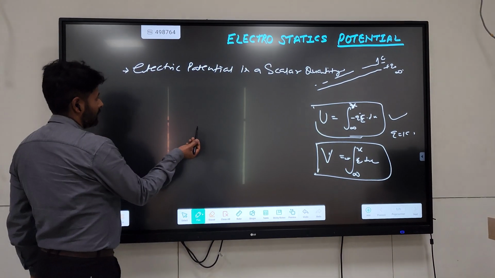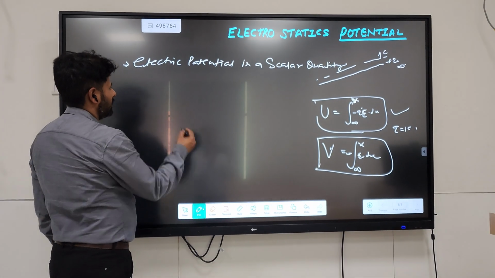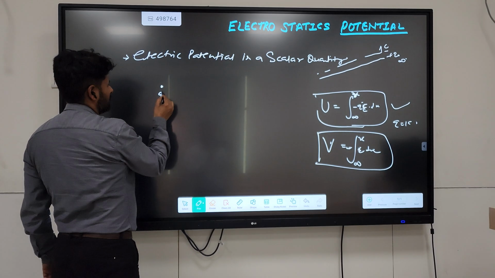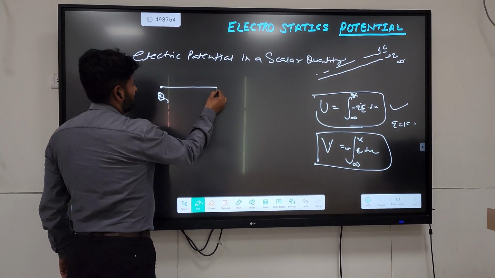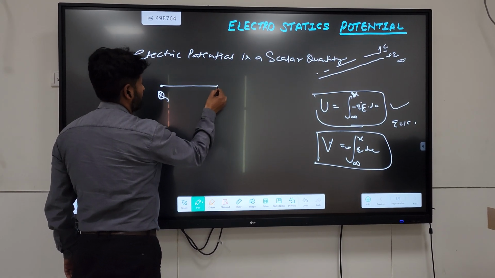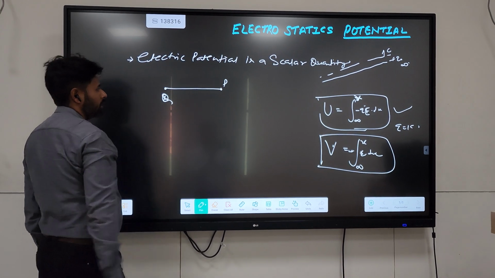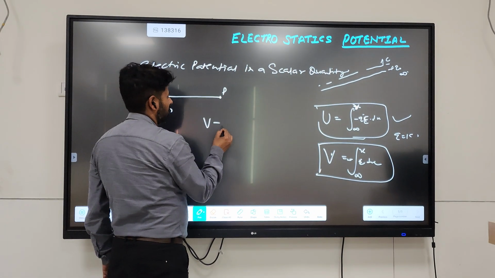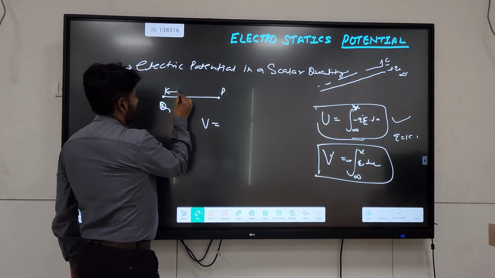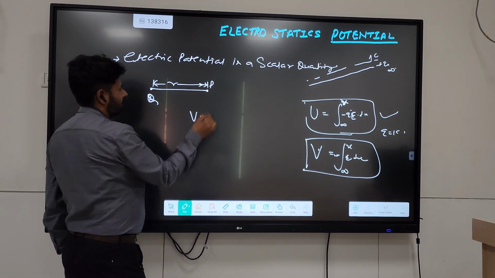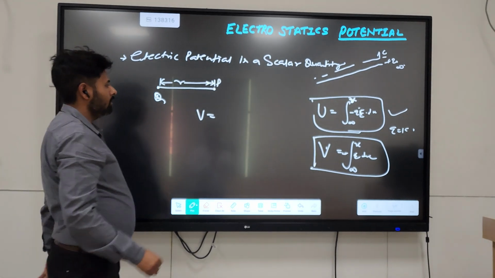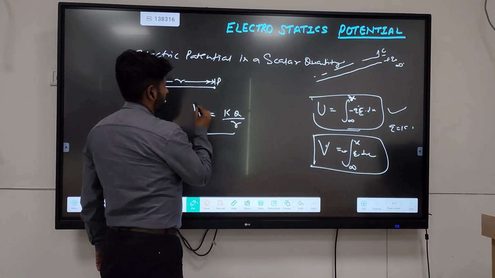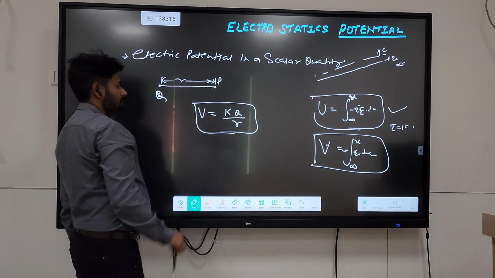Like, if I'm asking what is the electric potential because of a point charge Q at a distance, what will be the electric potential at point P because of this point charge Q? If this distance is R, the expression for the electric potential is V equal to KQ upon R. This is the electric potential because of a charge.